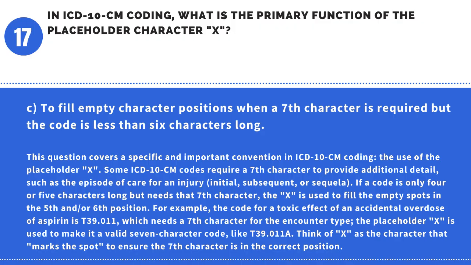For example, the code for a toxic effect of an accidental overdose of aspirin is T39.011, which needs a 7th character for the encounter type. The placeholder X is used to make it a valid 7-character code, like T39.011A. Think of X as the character that marks the spot to ensure the 7th character is in the correct position.